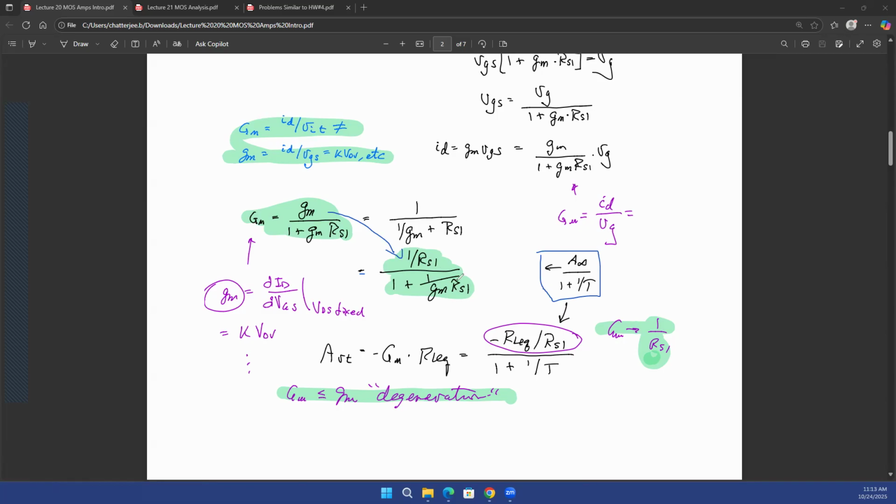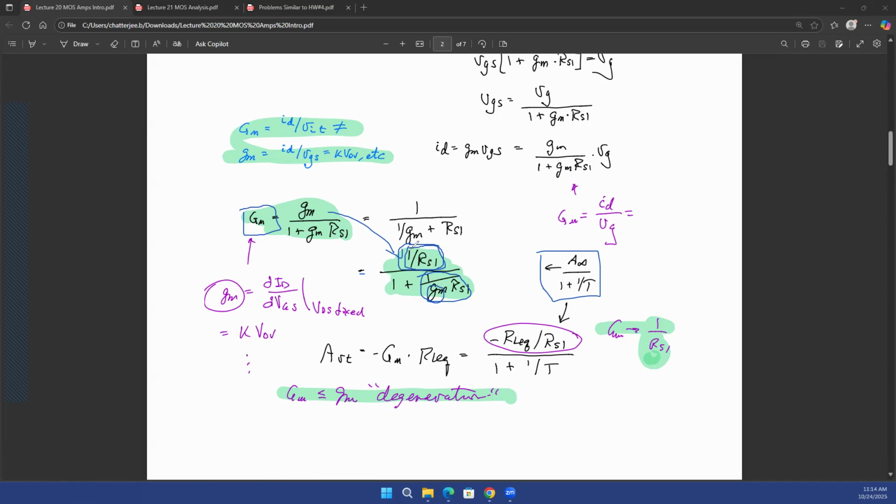What does it signify? If your GM, your lowercase GM, is infinitely large, then this term will become 0. And what you'll be left with is just 1 over RS. So if the GM of the MOSFET is infinitely large, the GM of the whole circuit is just going to be 1 over RS.